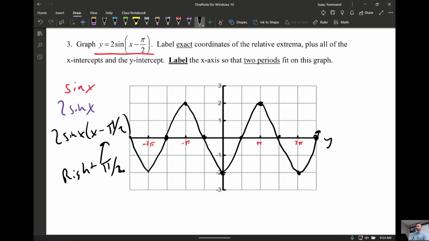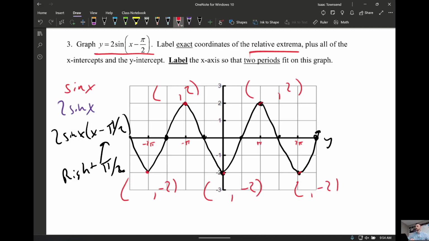All right, you okay with that part? Okay, then I want you to label all the relative extrema. So that would be the maxes and the mins. So this one looks to be at pi, this one looks to be at negative pi, this one looks to be at negative 2 pi, this one looks to be at 0, this one looks to be at 2 pi.